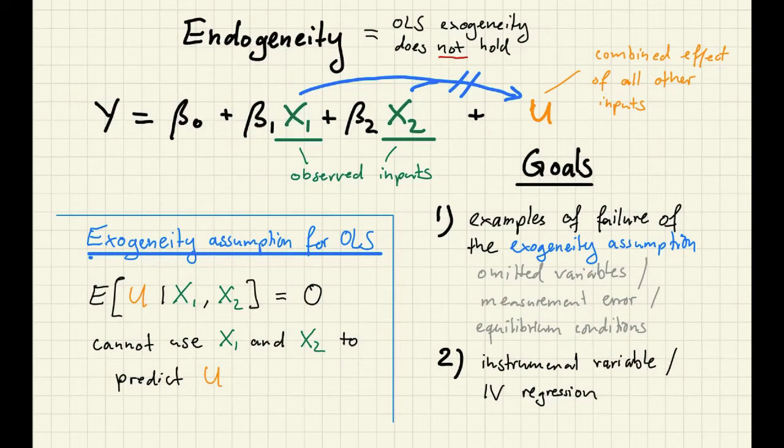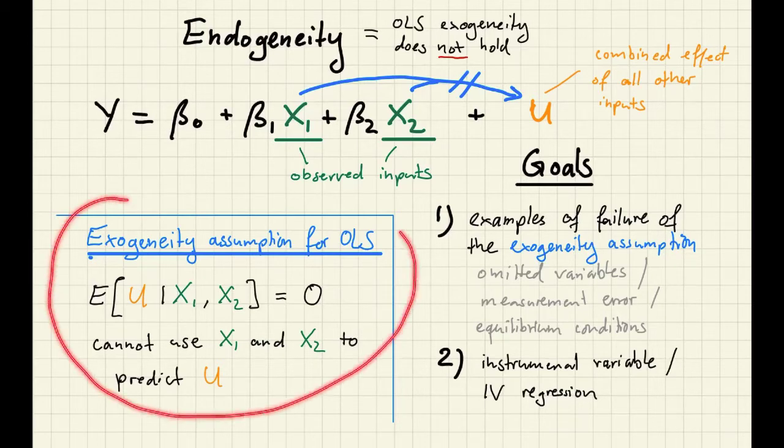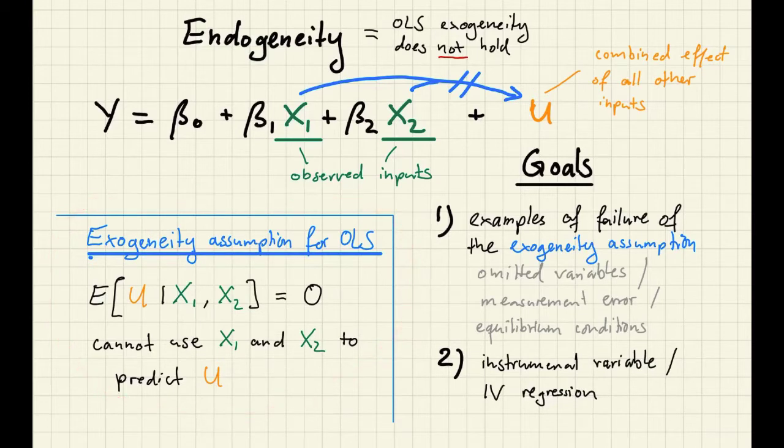If we want to interpret the estimates from OLS regression as measuring causal effects, then we have to be sure that the appropriate exogeneity assumption for OLS regression is satisfied. Often this is not a plausible assumption to make. For example, if there are omitted variables.